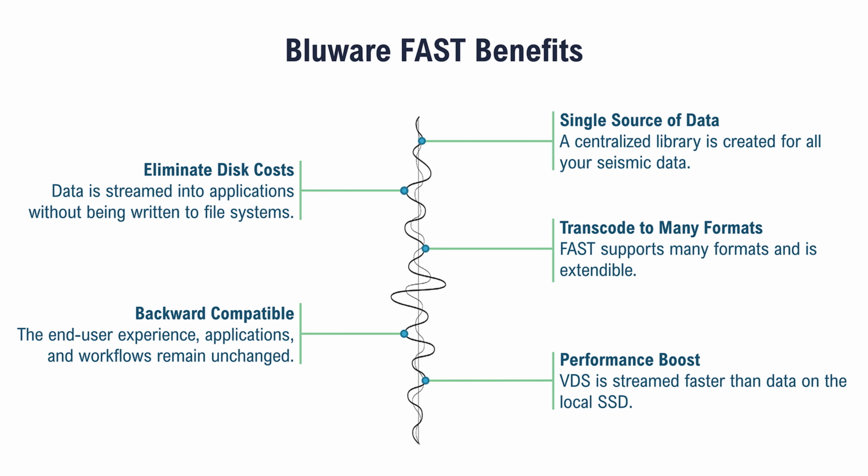There are several benefits to using Bluware FAST. The first is that it gives you a single source of data. It is a centralized library created for all of your seismic data. It also eliminates disk costs. Data is streamed into applications without being written to file systems. You can also transcode to many formats. FAST supports many formats and is extendable. It is also backward compatible. The end user experience, applications, and workflows remain unchanged. And finally, there is a performance boost. VDS is streamed faster than the data on a local SSD.